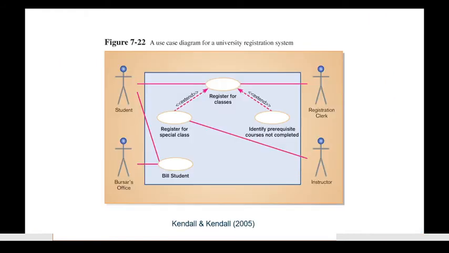Okay, so this one is an example of a use case diagram for a university registration system. The student communicates or is associated with different use cases such as register for classes, and this one is bill student, and we have here the office that provides the billing, and then we have here the instructor for registration of special class, which is an extension of the registration for classes, and identify prerequisite courses not completed, which is also an extension of registration for classes. And here we have the secondary actor, registration clerk.